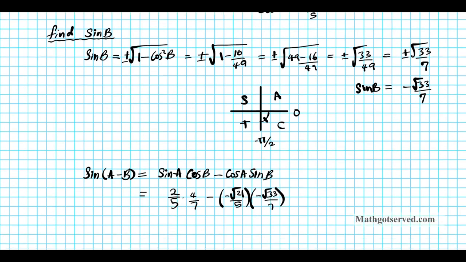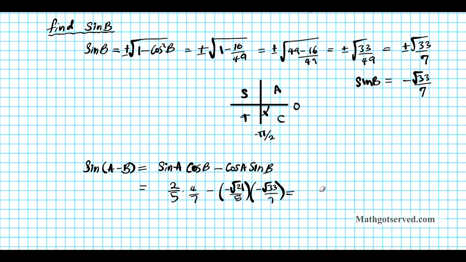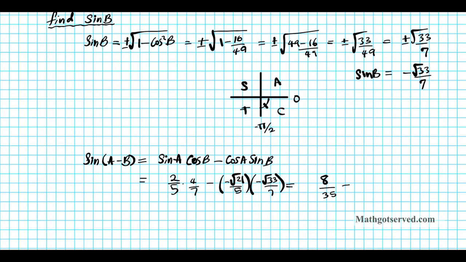Okay? If we multiply them together, we're going to get 8. Now these two minuses multiply to give you a plus. So let's do this. This is 8 over 35 minus, if we multiply these two radicals together, we just multiply the radicands. It's going to be root 693 over 35. Okay, so that becomes 8 minus, denominator is 35.